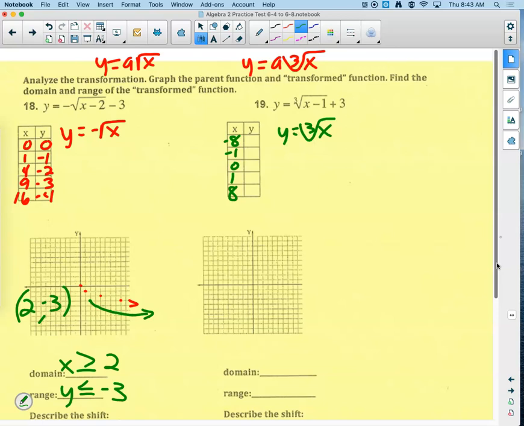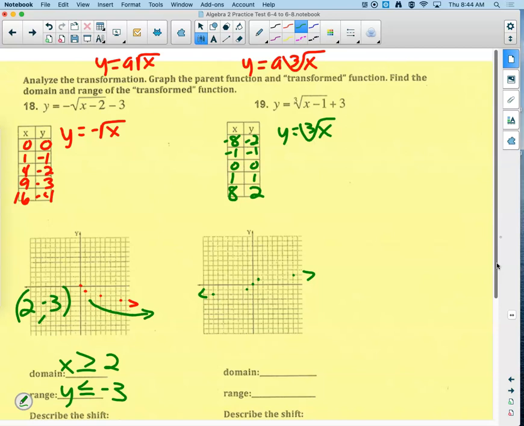So cubed root of negative 8, negative 2. Cubed root of negative 1, negative 1. Cubed root of 0 is 0. Cubed root of 1 is 1. And cubed root of 8 is 2. There's our parent. Let's get that on there, dashed or dotted, whatever works for you. And now we need to know where to move it.